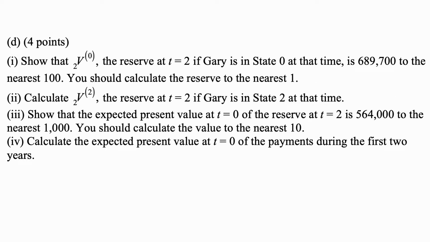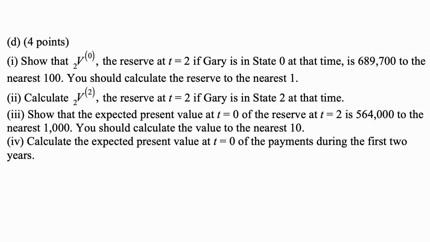Part D. Part 1. Show that 2V0, the reserve at time t equal to 2, if Gary is in state 0 at that time, is $689,700 to the nearest 100. You should calculate the reserve to the nearest 1. Part 2. Calculate 2V2, the reserve at time 2, if Gary is in state 2 at that time.